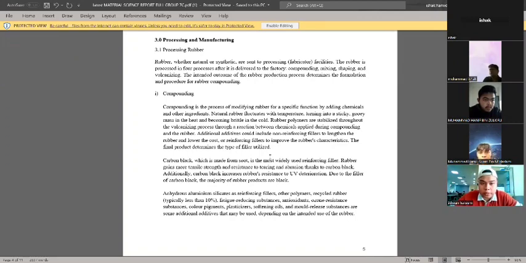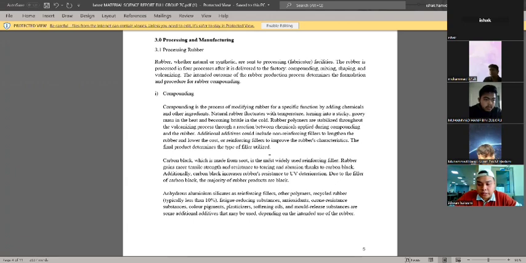So, processing rubber. The rubber is processed in 4 processes: compounding, mixing, shaping, and vulcanizing. The first one is compounding, the process of modifying rubber for a specific function by adding chemicals and ingredients. The second one is mixing. The rubber must be properly blended with the additive.